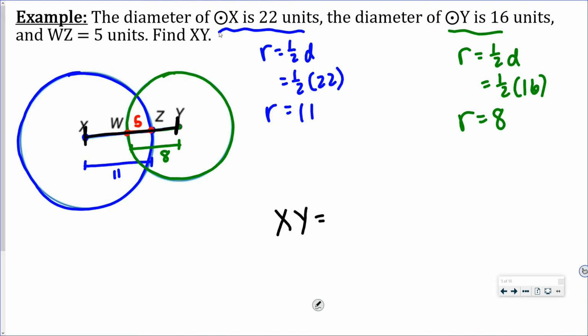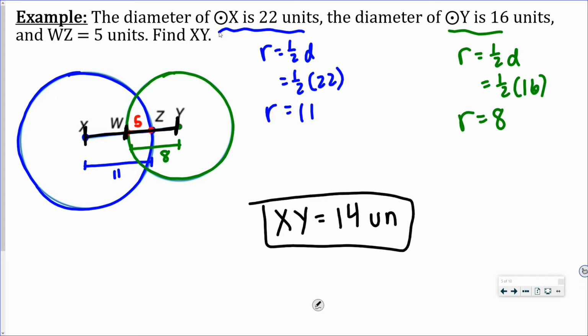All right, Wyatt, how'd you get 14? 11 minus 5 plus 8. Okay, so this whole segment's 11. Minus 5 is what, Wyatt? 6. Plus this is 8. You get 14. Okay? What'd you get? It's not 22. 14's right. Units.